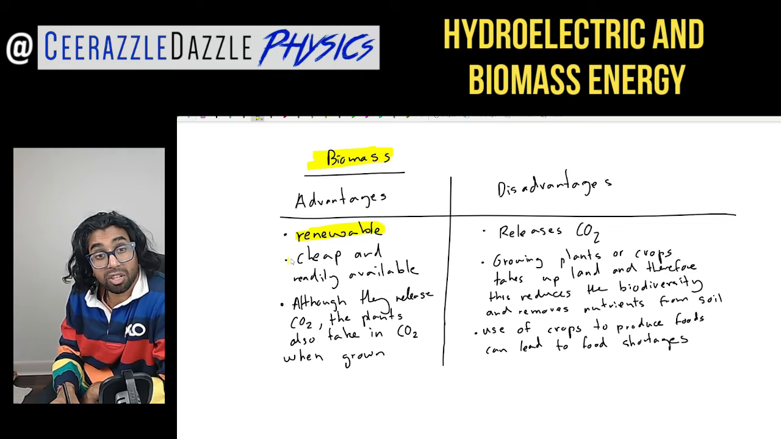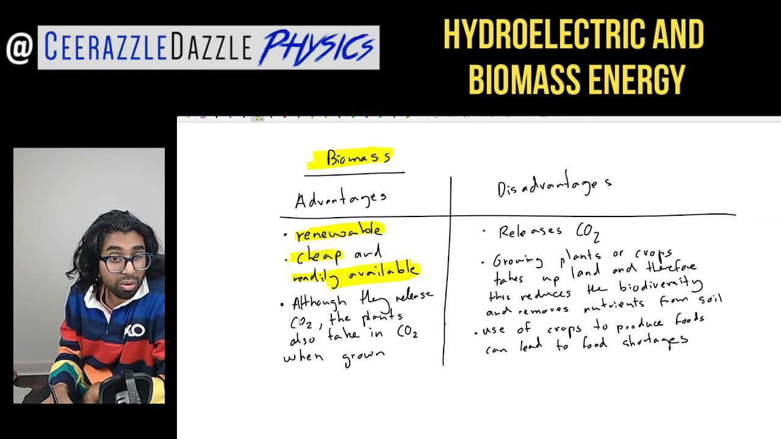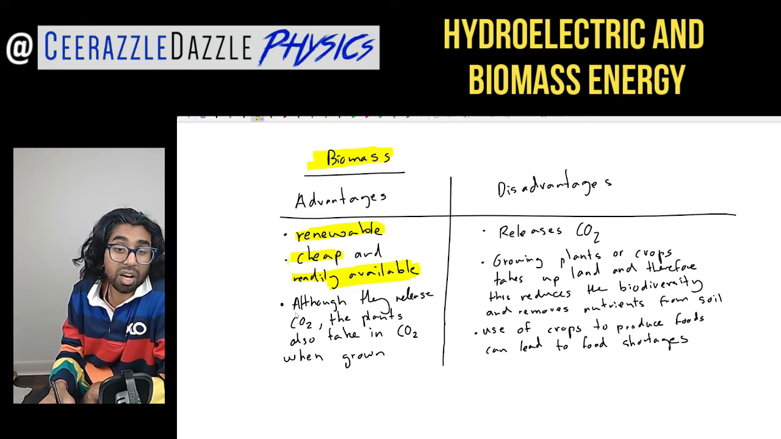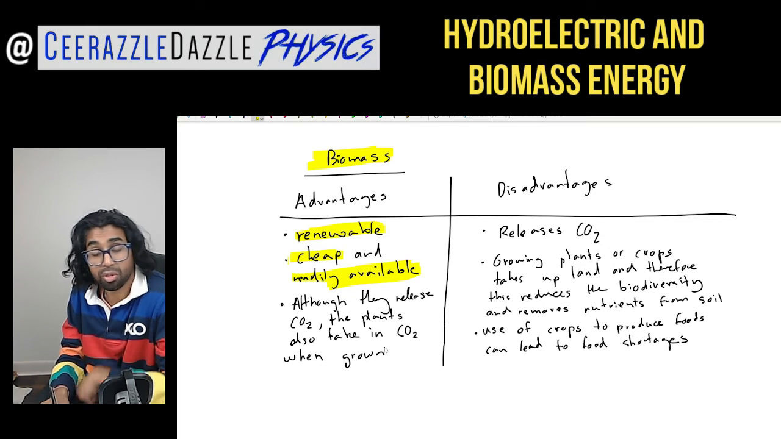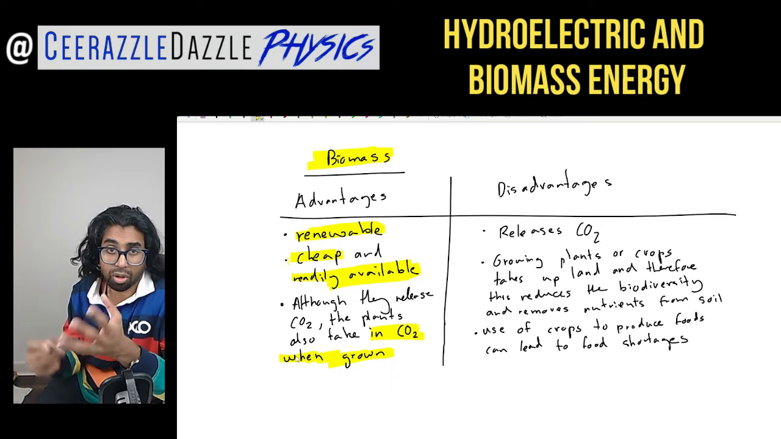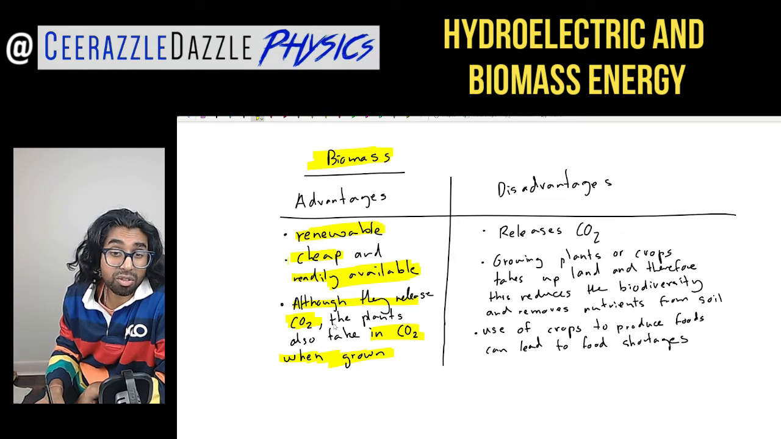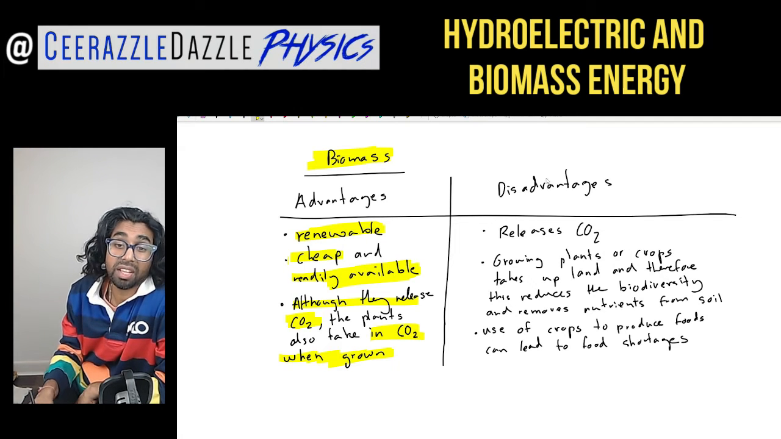Next one's going to be, it's going to be cheap and readily available. So obviously you might have the animal waste, which is going to be readily available, and it's obviously cheap to actually obtain. Although they release carbon dioxide, the plants also take in carbon dioxide when they're being grown. So obviously when you're growing these crops, they're going to take in the carbon dioxide. And yes, it will release some CO2, but obviously the crops are also taking in some carbon dioxide as well.